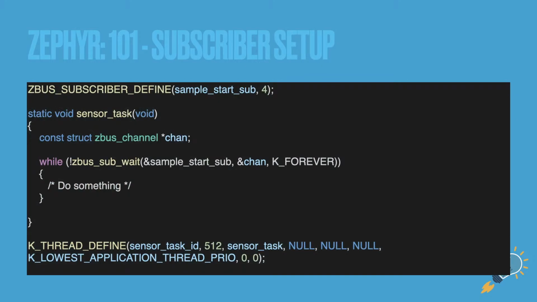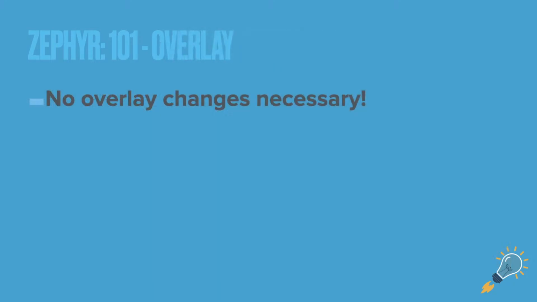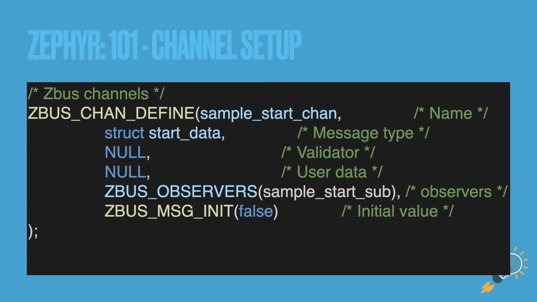But here's what we'll go with, this is what the subscriber is. You have that subscriber define macro, and that's allowing you to define the subscriber that we're actually going to be listening on. And if we go back, I believe you can see that we're defining it in the ZBus observer. You can define multiple observers here, but we're only defining one in this case, which is the sample start sub.